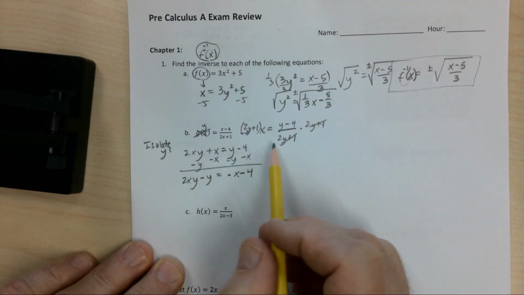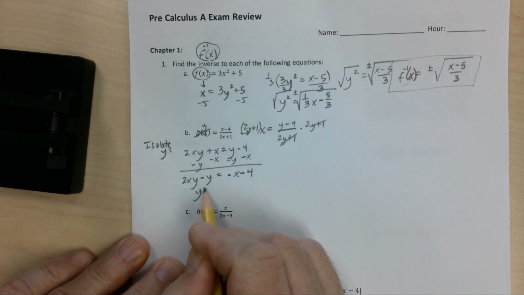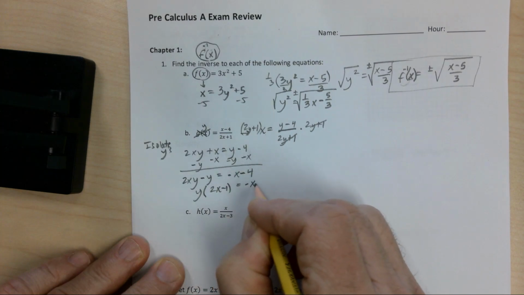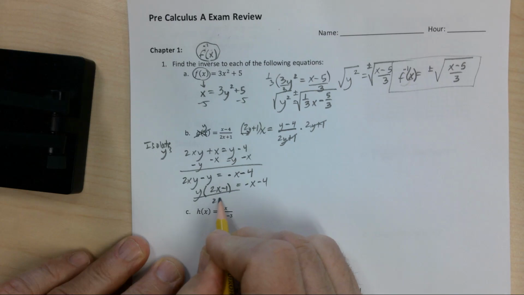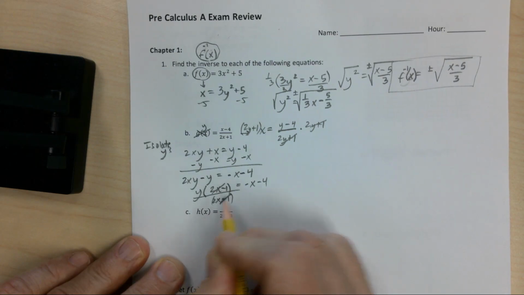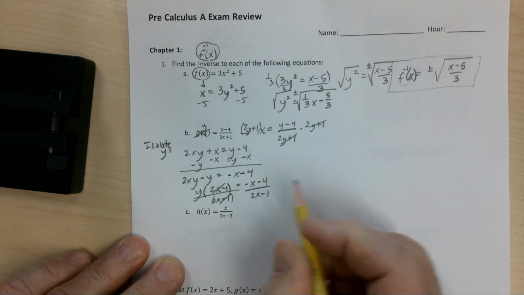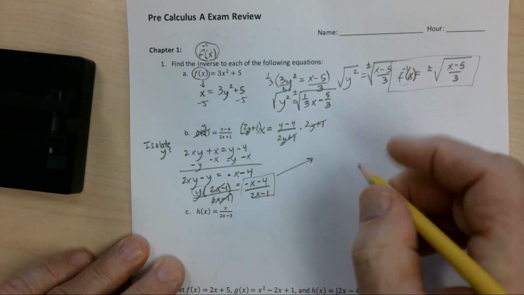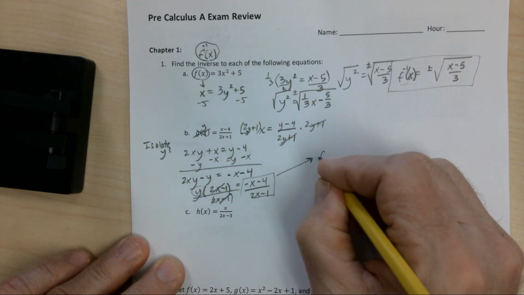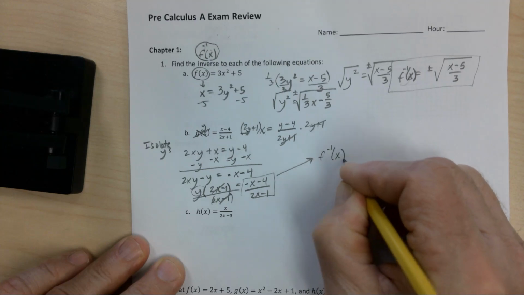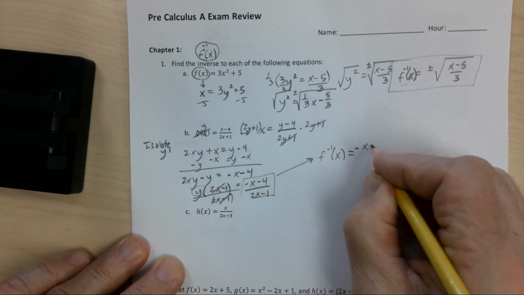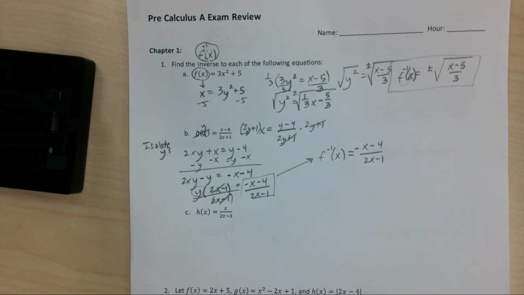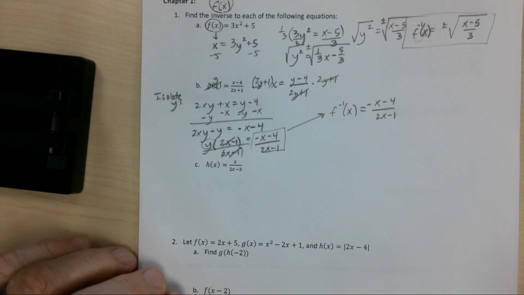Now, we're trying to solve for y, so I'm going to factor a y out. y times (2x minus 1) equals negative x minus 4, so I'm going to divide by 2x minus 1. Those will cancel. I see that y equals this stuff, so I'm going to replace the y with what the symbol says. We found the inverse. And we're done. All right, next problem, more of the same.